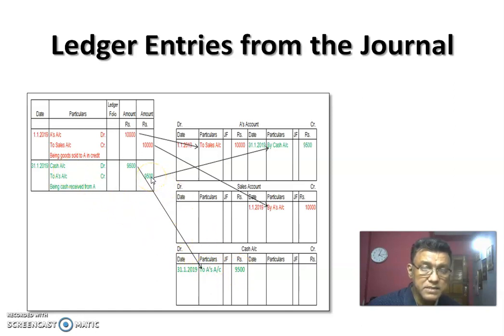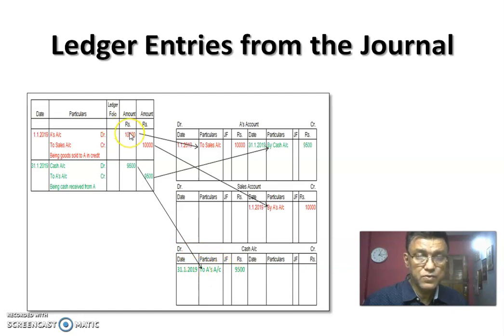And similarly, A's account has to be credited. I have put 9,500 to the credit side of A's account, and I have given reference to the opposite account, that is by cash account. So A's account has two entries, when goods are sold to A and when cash is received from A. Sales account has one entry because only goods have been sold to A. Cash account also has one entry, which is cash received from A.